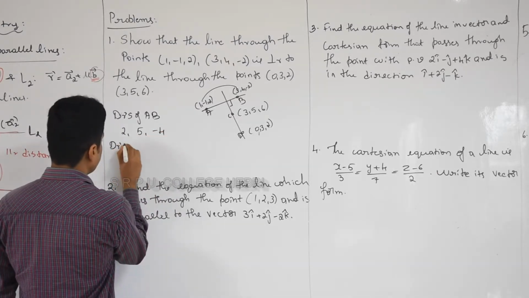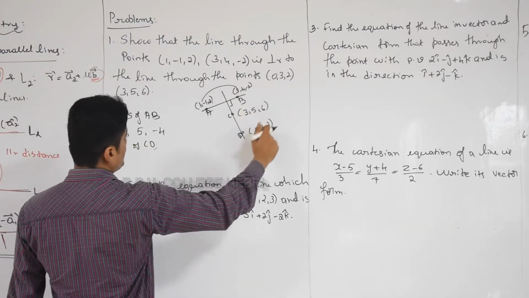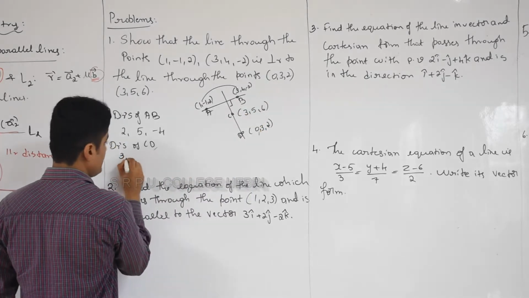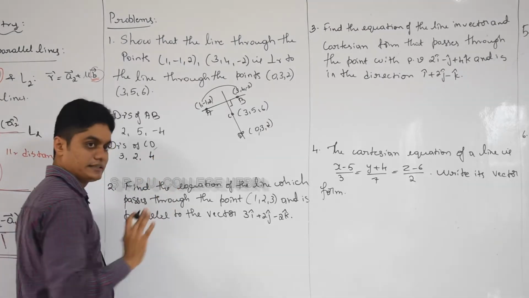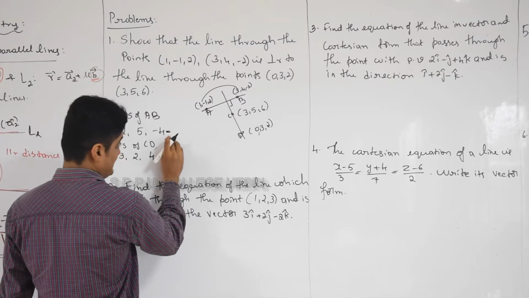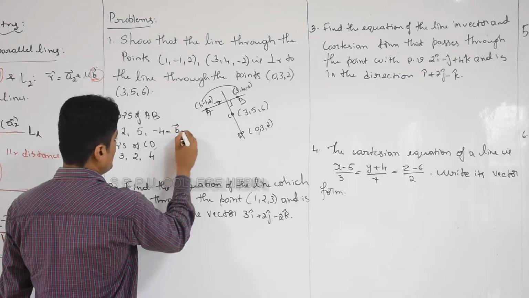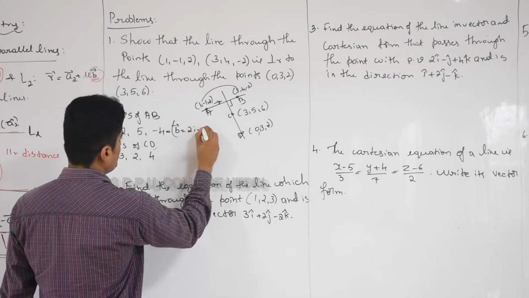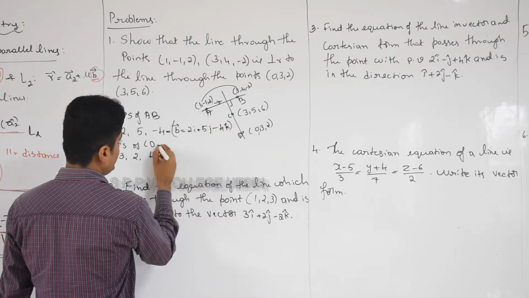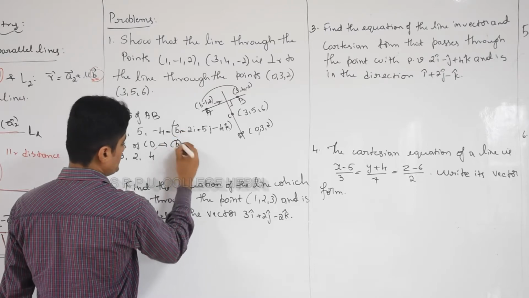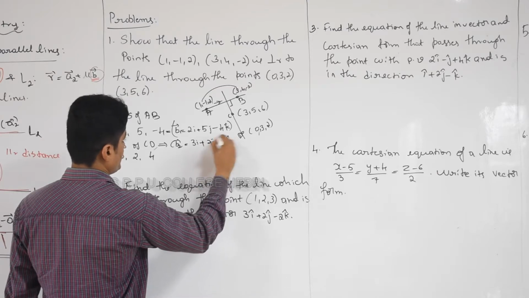Correct? Similarly, tell me what the direction ratios of CD are. First this point, next this point: 3 minus 0 is 3, 5 minus 3 is 2, 6 minus 2 is 4. Did you get this? Did you understand what I am saying? So this is actually the vector which is parallel to this line. So I can write this as vector B1, 2i plus 5j minus 4k. Correct? How can we write this one? This is B1, this is B2: 3i plus 2j plus 4k.